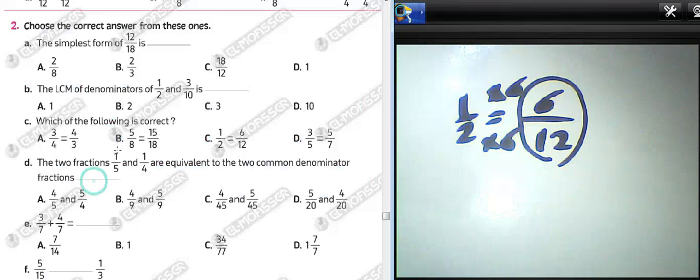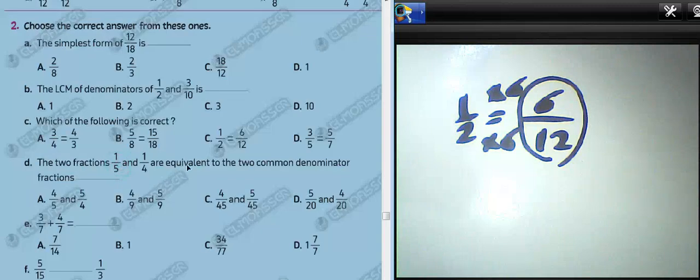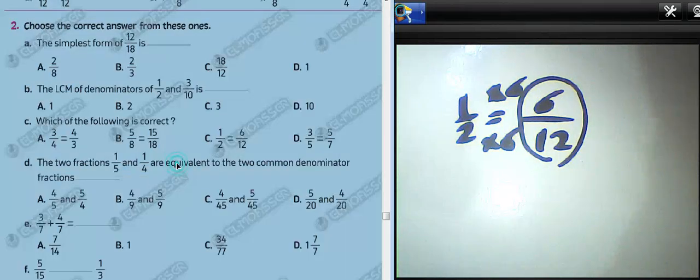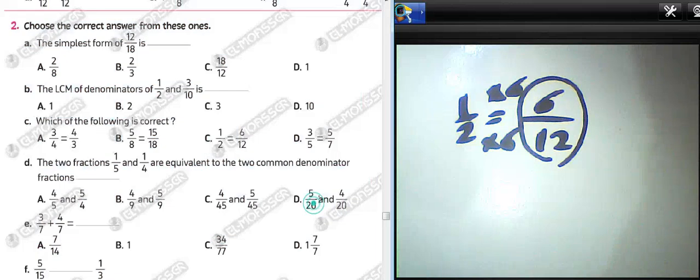The two fractions 1 over 5 and 1 over 4 are equivalent to the two common denominator fractions: 4 over 5, or 5 over 4, or what? He asked about equivalent. We know 4 and 5, look here, the least common multiple between them is 20. Okay, so we must choose letter D.